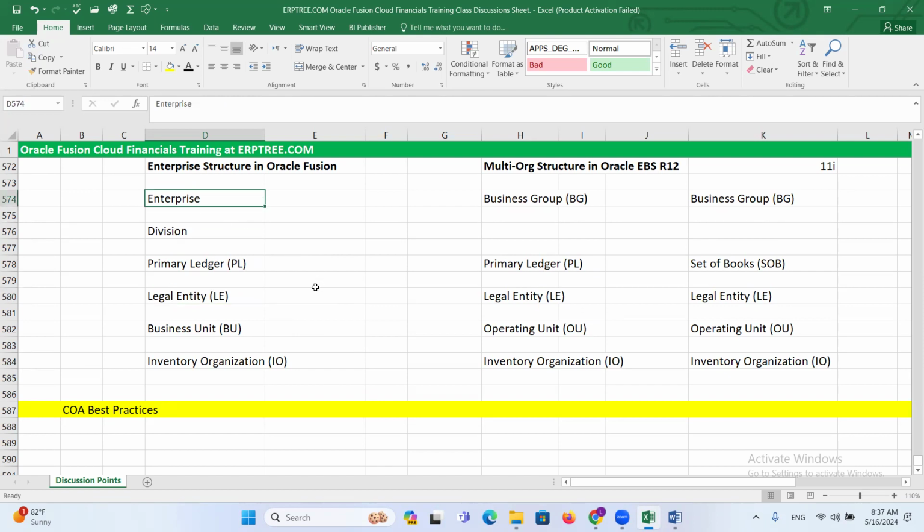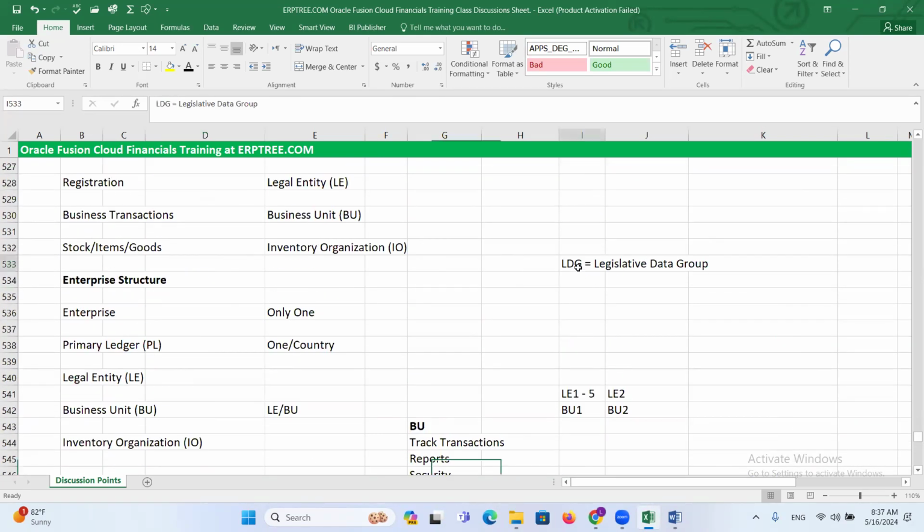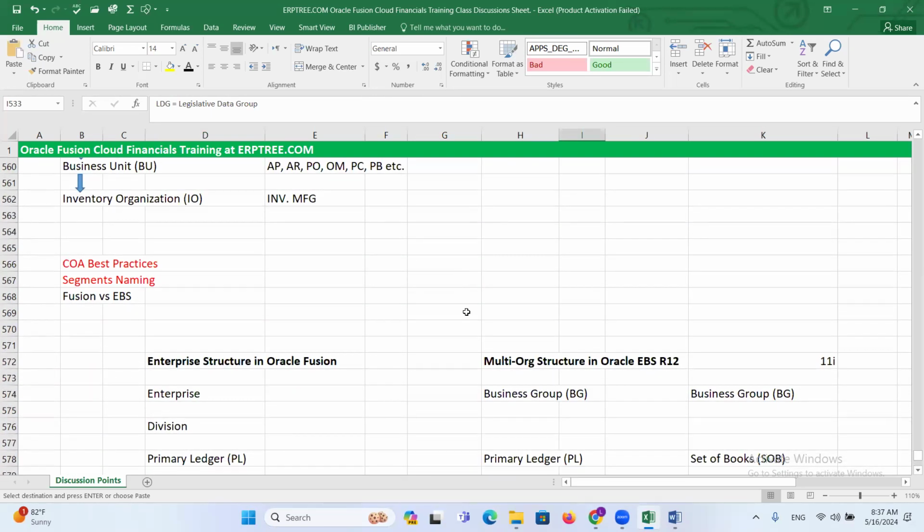I mentioned another point related to employees. If you have 10 countries, 10 countries' employee information, how are you going to segregate? By using the concept called LDG, legislative data group. Okay, sir. Got it. Yeah. We're talking about just LDG.